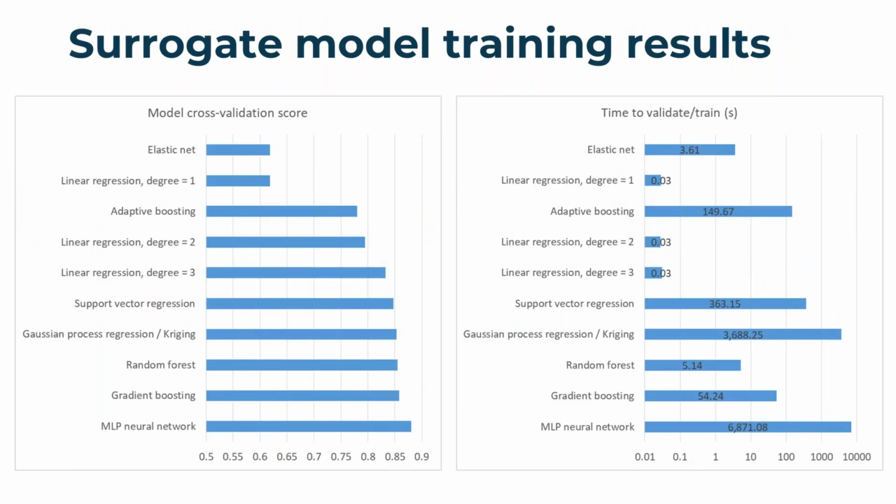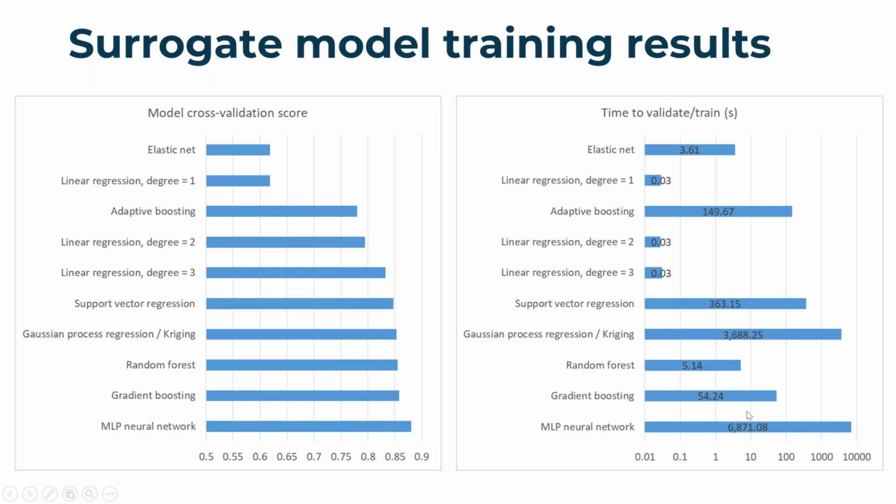Here's some results from that surrogate process looking at the different surrogate model types that were attempted. And for each of these model types, the chart on the left here shows the model score, basically an R-squared value between the cross-validation results and the original results. So higher is better. Our most accurate model turned out to be the neural network. Least accurate was the elastic net, and you can see a range of scores in between those.